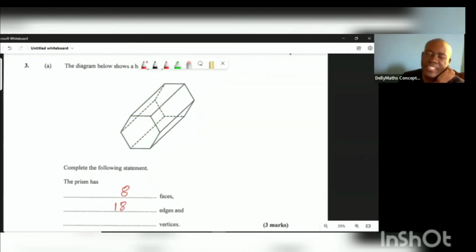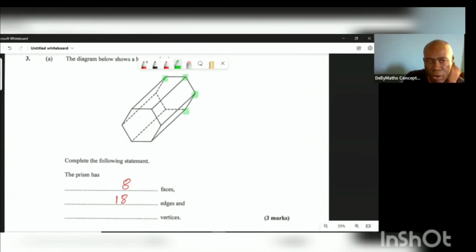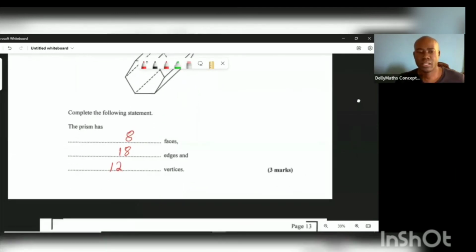Vertices now. The vertices are the corner spots. So if you think about the corner spots, you're talking about the vertices. For example, 1, 2, 3, 4, 5, 6, 7, 8, 9, 10, 11, 12. So we have 12 vertices right there. And that is how we count them off quickly. 12 vertices and we're done. So there it is.